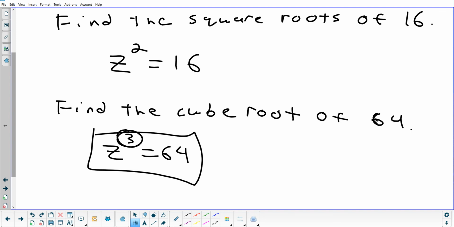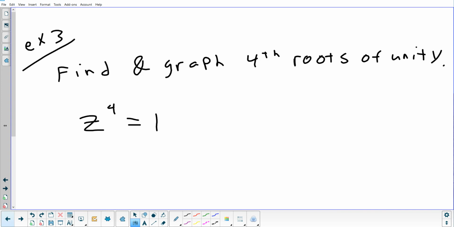This always represents the root you're looking for, and that represents what you're taking the root of. In this case, it's a cube root of 64. Cube root of 64. Square root of 16. In this one, we're going to do the 4th roots. That's why there's a 4 here. And just to get used to when you see this, unity just means 1. I don't know why sometimes they write that. It's just a special way to write 1. But if you don't like the word unity, just cross it out and write 1. So find and graph 4th roots of 1.